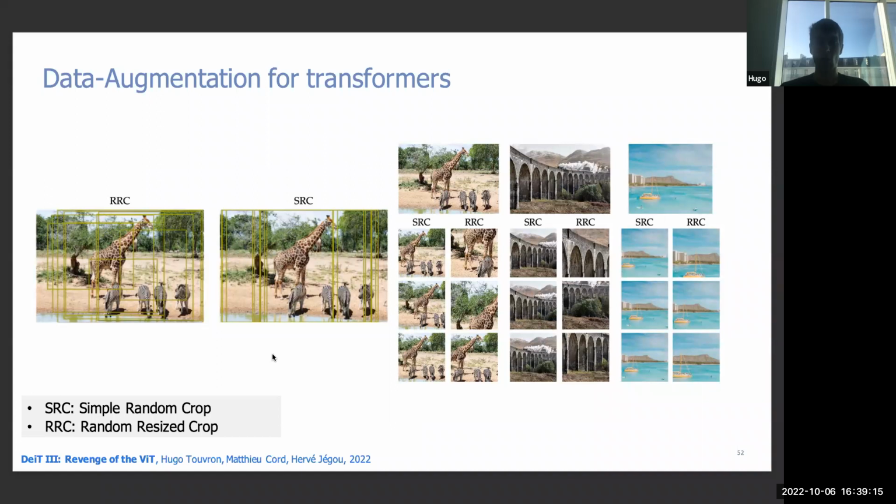But using just a simple random crop, okay, you have less diversity, but if you have more images, it can be interesting, because as you can see in this column, with simple random crop you have less noise, so it corrupts the images less, and it can be interesting to use this data augmentation when you have more images. So we use simple random crop instead of random resize crop on ImageNet 21K training.